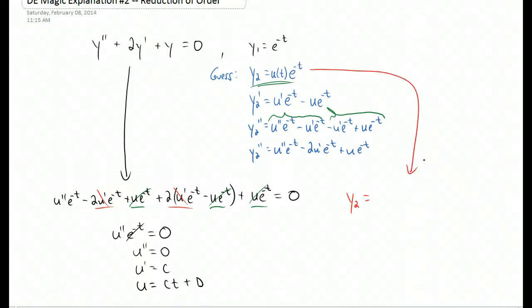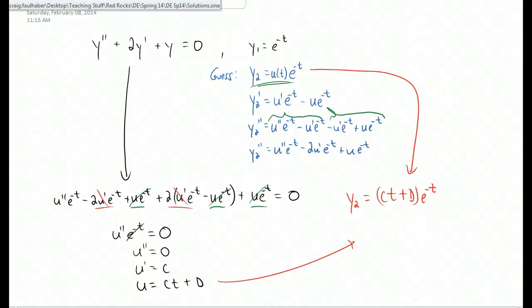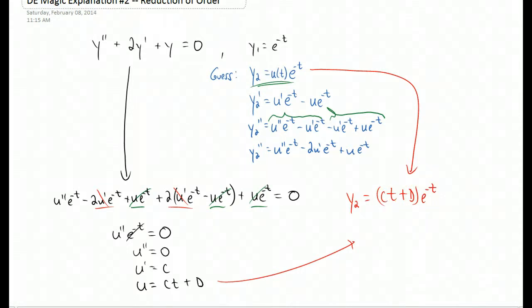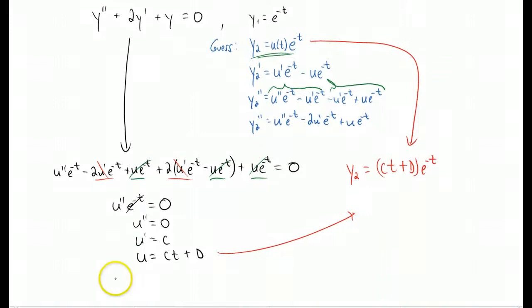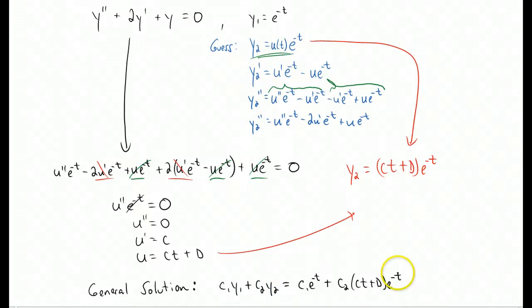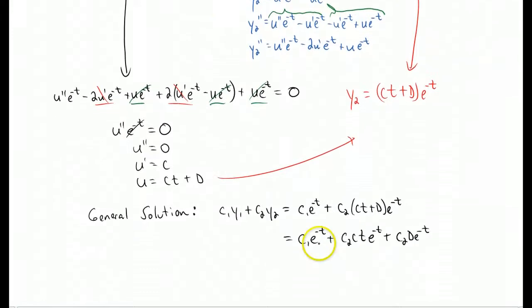We know that y sub 2 is u times e to the negative t, and we just figured out what u is. And now it's great because we have two linearly independent solutions, but this can actually be simplified, and here's why. I'm going to write down the general solution. You know by now that the general solution looks like c1 y1 plus c2 y2, and that looks like this. Okay, so this is our general solution here, but it's got a lot of constants floating around in it, doesn't it? Now I'm going to group the e to the negative t terms together.